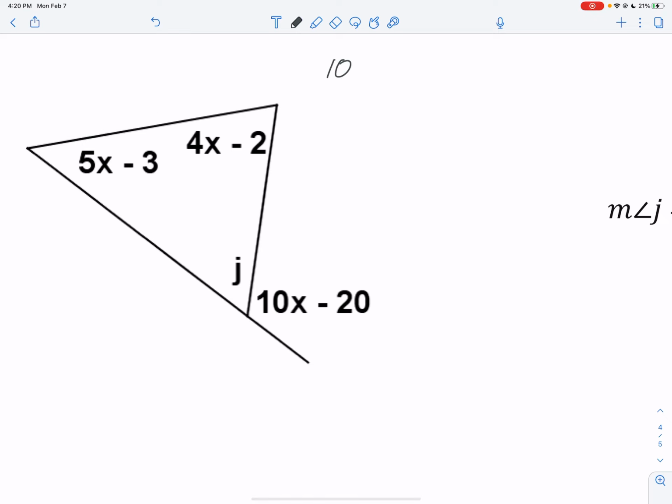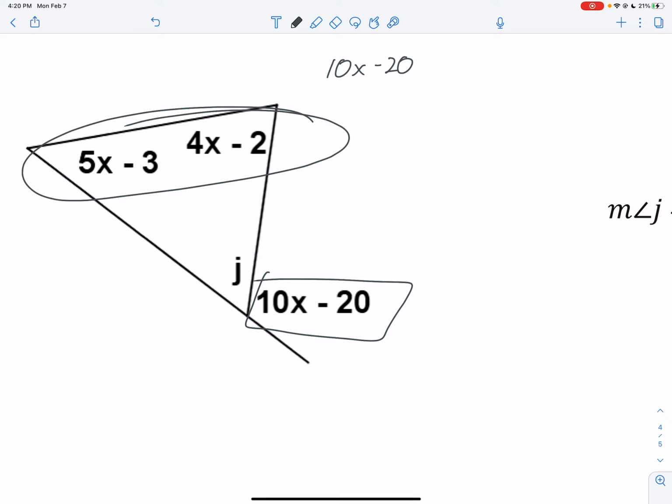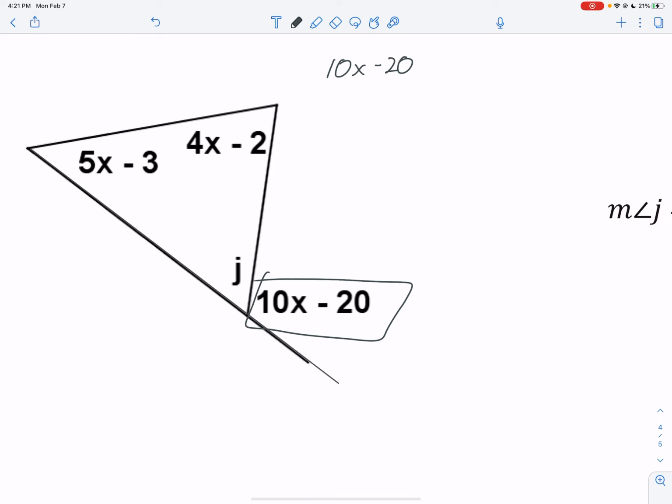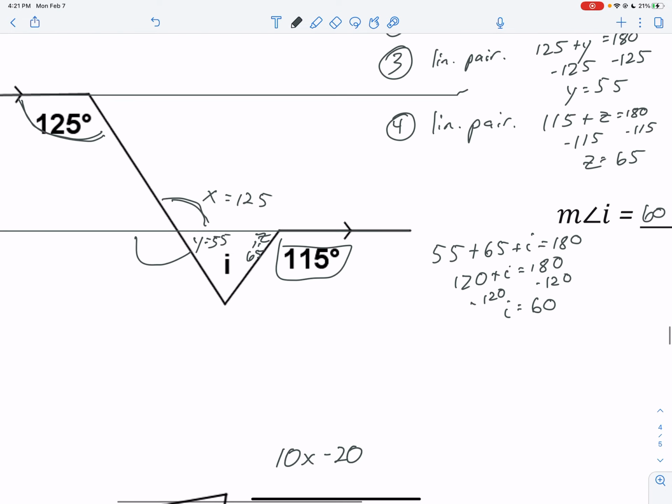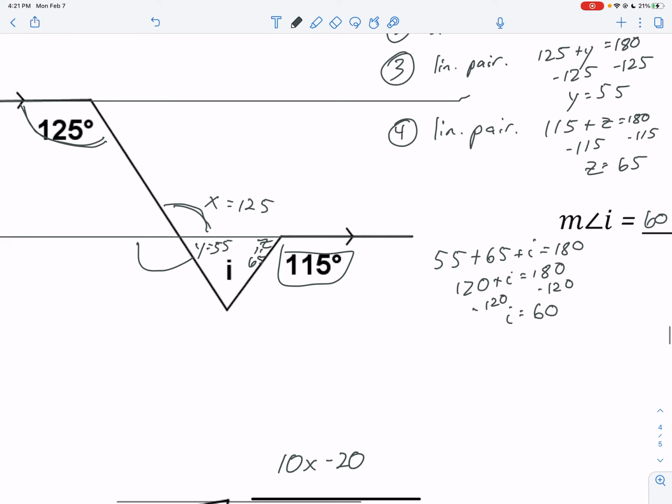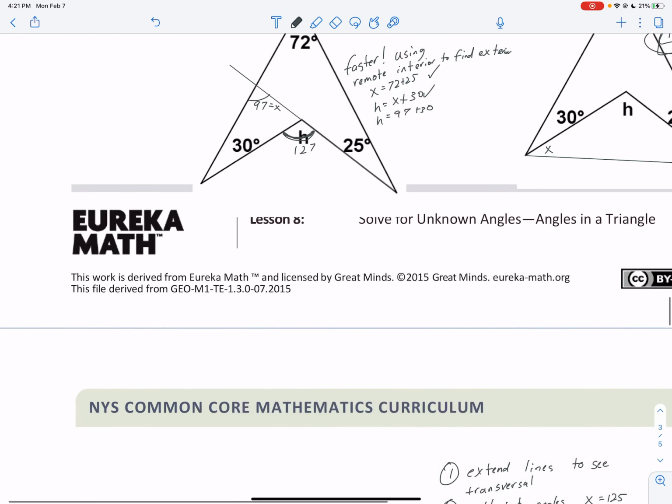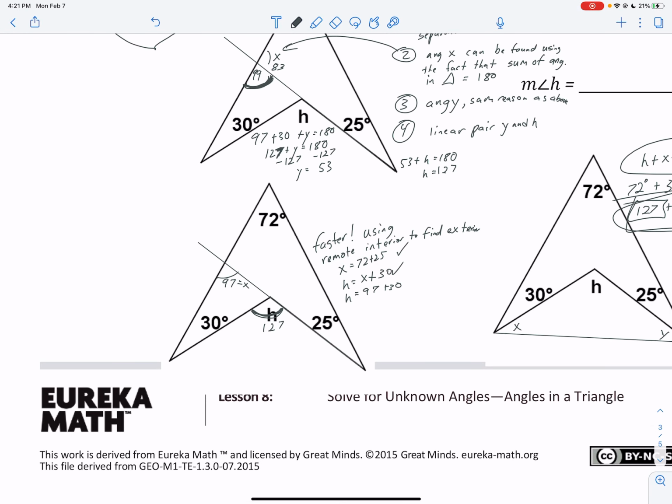So whatever you do, you know that this is a remote interior angle, so 10x minus 20, this angle should be equal to both of those opposite interior angles, because of this line right here. You guys all see that there's a line right there? That showed up here too. We had a triangle with a line that's extending the base. That shows up in a lot of places.